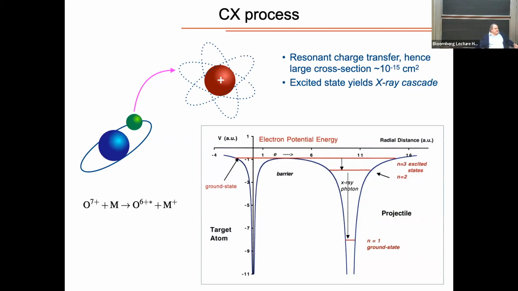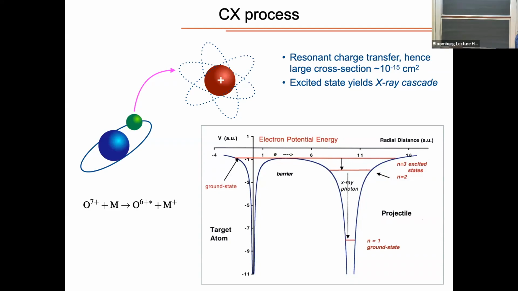And this is a collisional process, but a very peculiar collisional process. What happens here? The electron is transferred over here and finds itself in a highly excited state. And it's going to cascade down to the ground state, emitting all possible photons with certain probabilities, including X-ray photons. That's how we get X-rays from there.